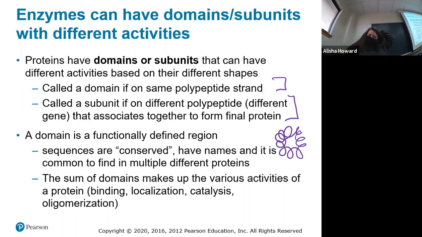No. So those domains, like the in-between parts of the polypeptide, those won't be that conserved, but the domains will be conserved. And you can even see them just looking at a gene.